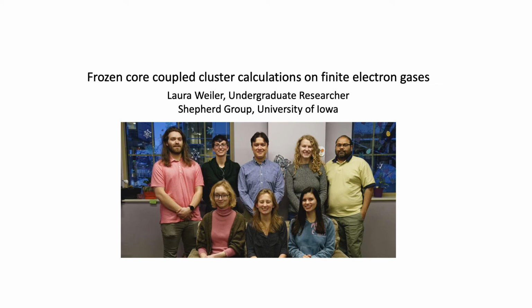Hi, my name is Laura Weiler, and I'm an undergraduate researcher with the Shepherd Group at the University of Iowa in Iowa City. I'm excited to be here today to talk about our research looking at the effects of freezing core electrons in coupled cluster calculations.